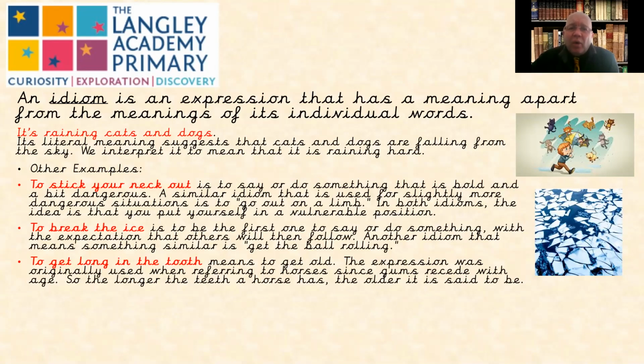Because as horses get older, their gums recede, their gums get lower and lower, so more of the tooth is exposed. So it looks like they've got bigger teeth. So the older a horse, the longer its tooth looks. So to get long in the tooth refers to getting old.